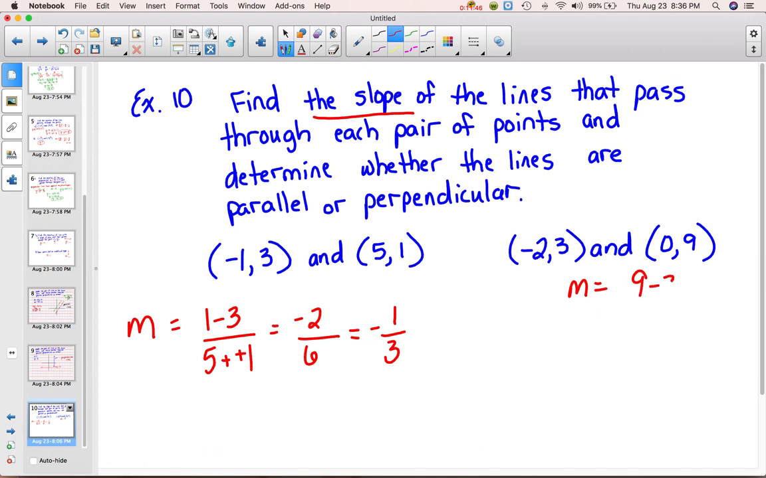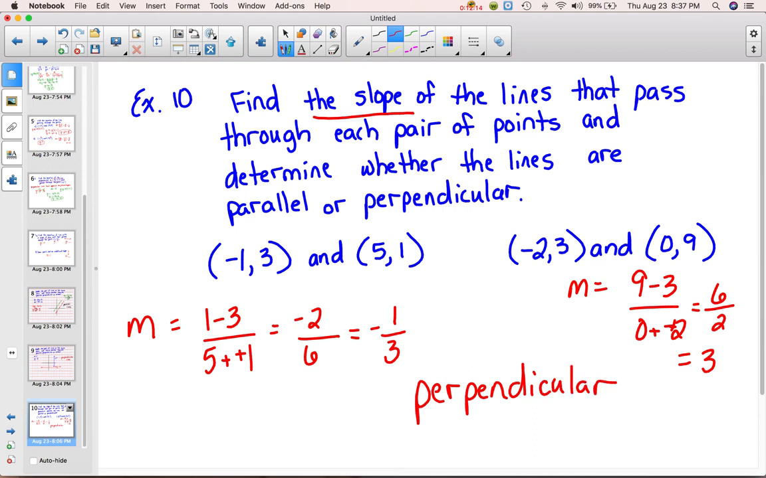Now I'm going to try the slope here. I'm going to have 9 minus 3 over 0 minus -2. Be careful when you're subtracting a negative that you don't forget that. So I get 6 over 2, which is 3. Then I can compare my slopes. I see they are opposite reciprocals, so I know that the lines that pass through these two pairs of points would be perpendicular. So that was a brief review of a lot of information from linear equations, just to make sure that you're kind of up to speed, so you'll be able to do our assignment in class.